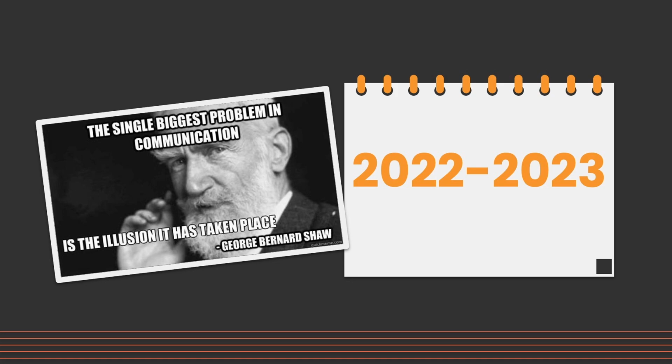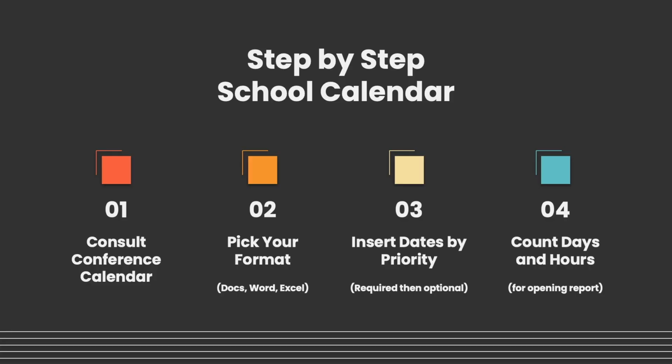The single biggest problem in communication is the illusion that it has taken place. One of the most important things in communicating your goals to students, to parents, and to yourself, really, as you're planning, is to start with the big picture of a calendar. And these 4 steps can help you in doing that.